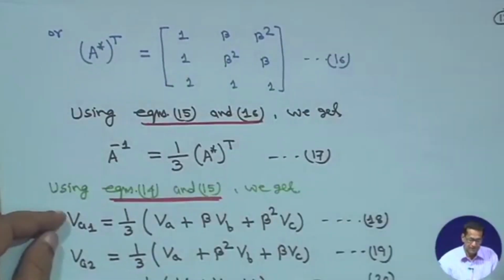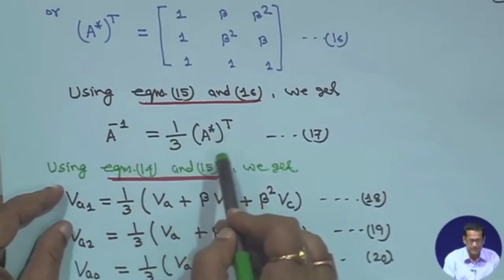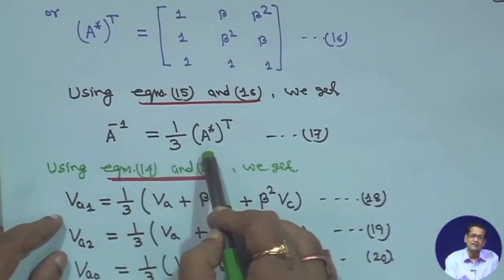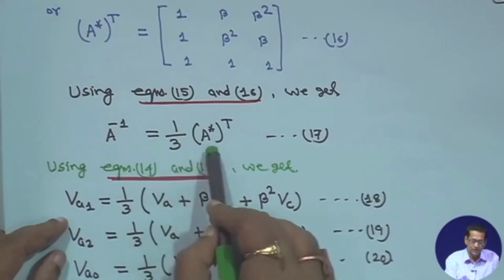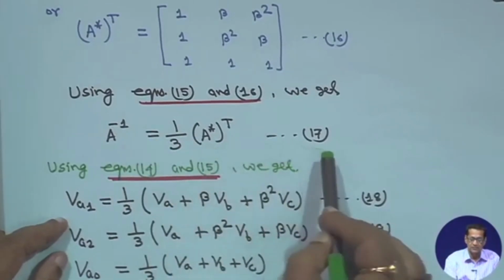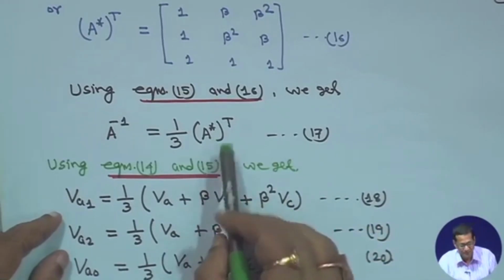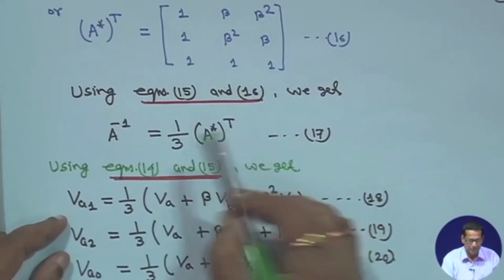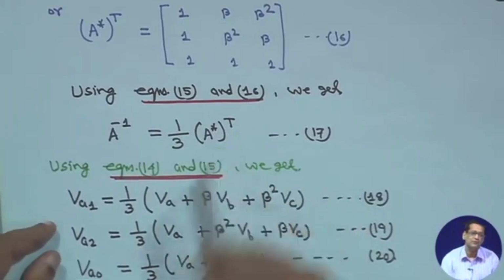So, that means A inverse is actually 1/3 A conjugate transpose. That means, if you know the A matrix, you take the A conjugate, then you take the transpose and divide it by 3, that is A inverse, 1/3 A conjugate transpose. This is equation 17. So, this is easy to remember. If you know the A matrix, A inverse will be 1/3 A conjugate transpose. So, it is easy to remember.